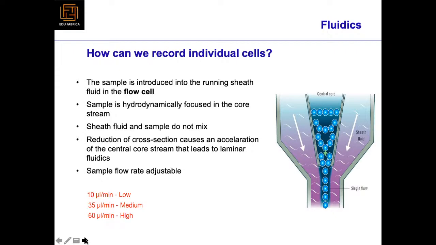So how do we record individual cells with the help of fluidics? First, your samples are introduced into the running sheath fluid in the flow cell. Your cells will be flowing in the central core, and outside will be the sheath fluid, and they will not be mixed together. Once they are in a monolayer, then we can analyze them with the help of laser light.